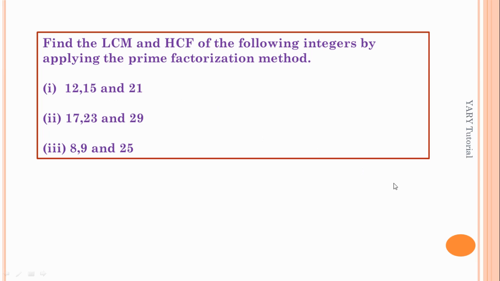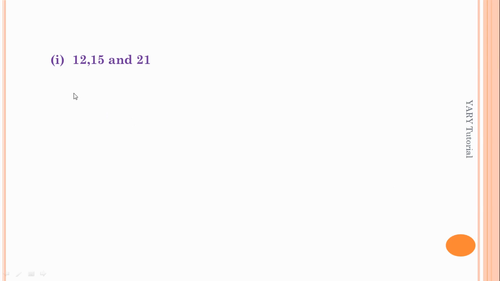So, let us solve this question. The first part of the question is 12, 15 and 21. First, what we have to do? We have to find the prime factors for these numbers.